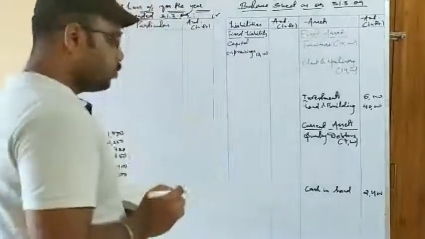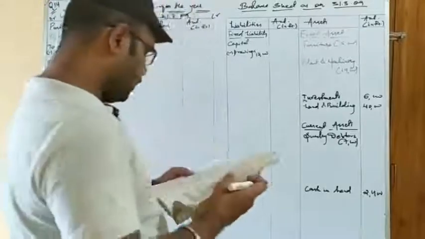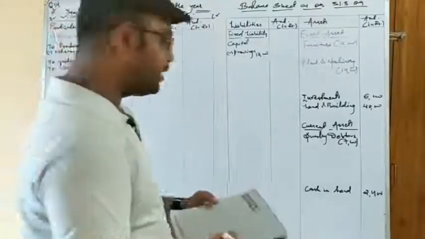Next is goodwill. So goodwill is an intangible asset, and I hope there is no more current asset, so we can make a head called intangible asset over here.